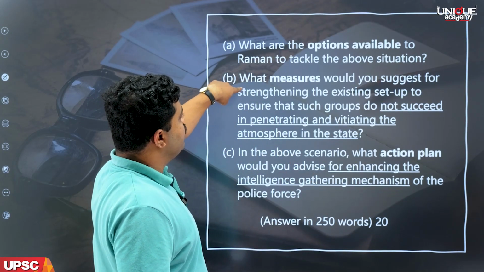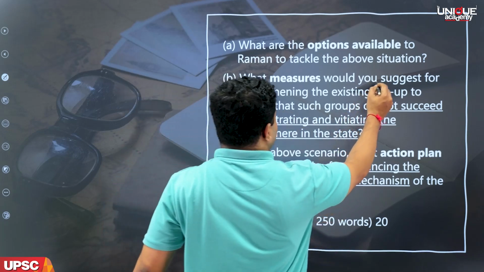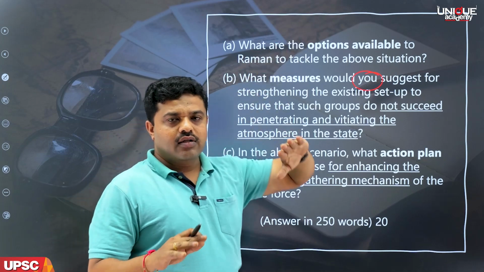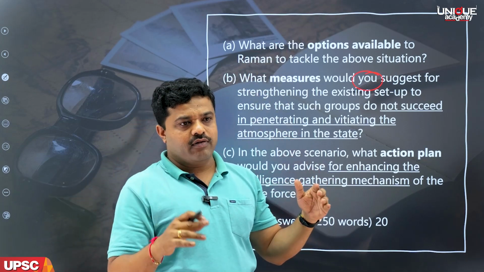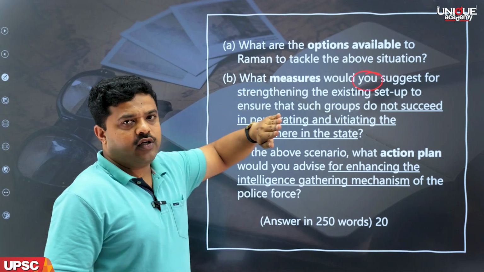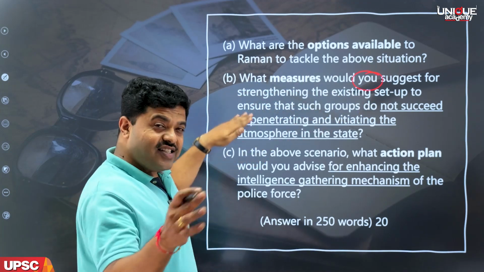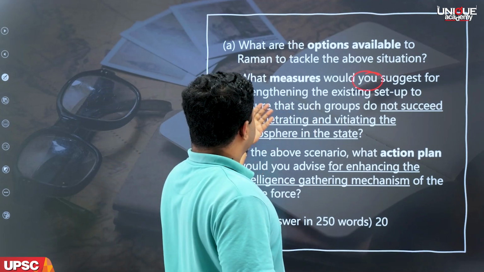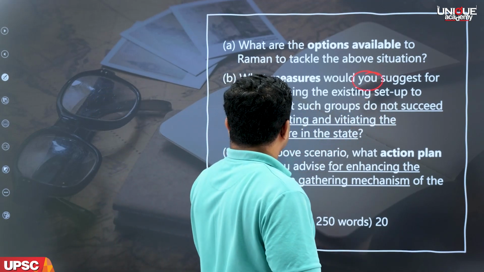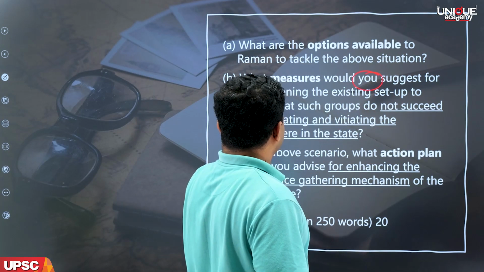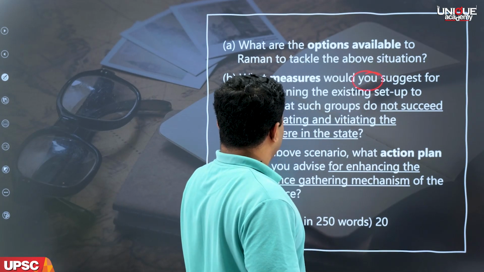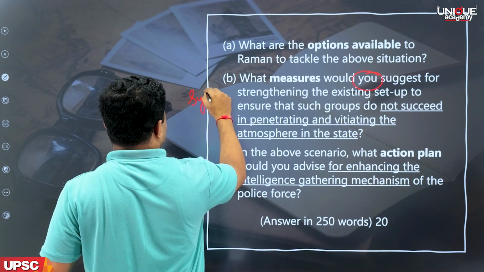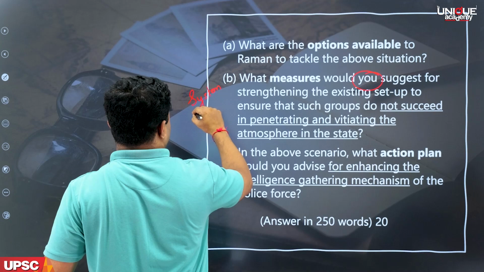Second, what measures would you suggest? Now you are here. It is not what Raman should do. Now the questions need to be answered from different perspective. When you are talking from Raman's perspective, your language will be different. When you are suggesting what needs to be done, your language will be different. Suggest for strengthening the existing setup to ensure that such groups do not succeed in penetrating and vitiating the atmosphere in the state. So ये जो B वाला है, this is about more like systemic issues. Okay, system क्या कर सकता है?